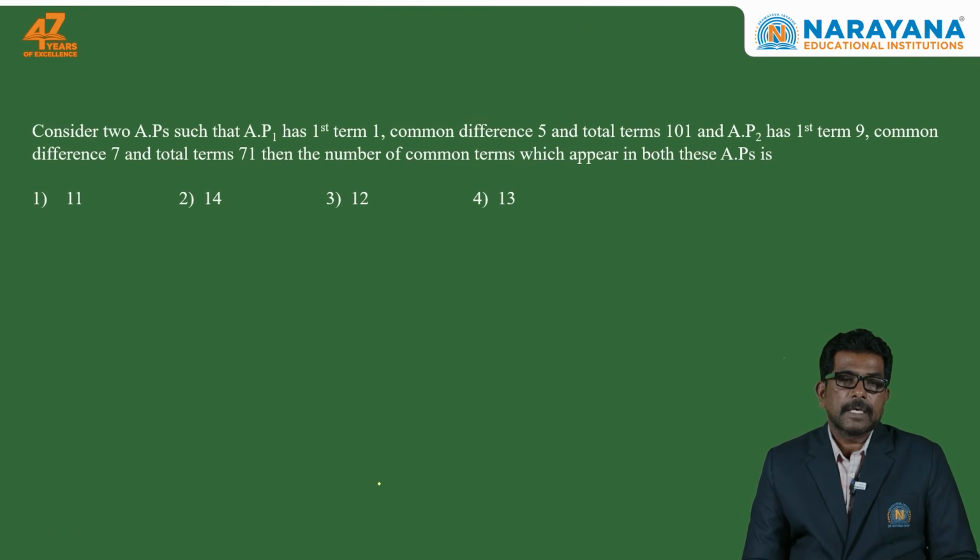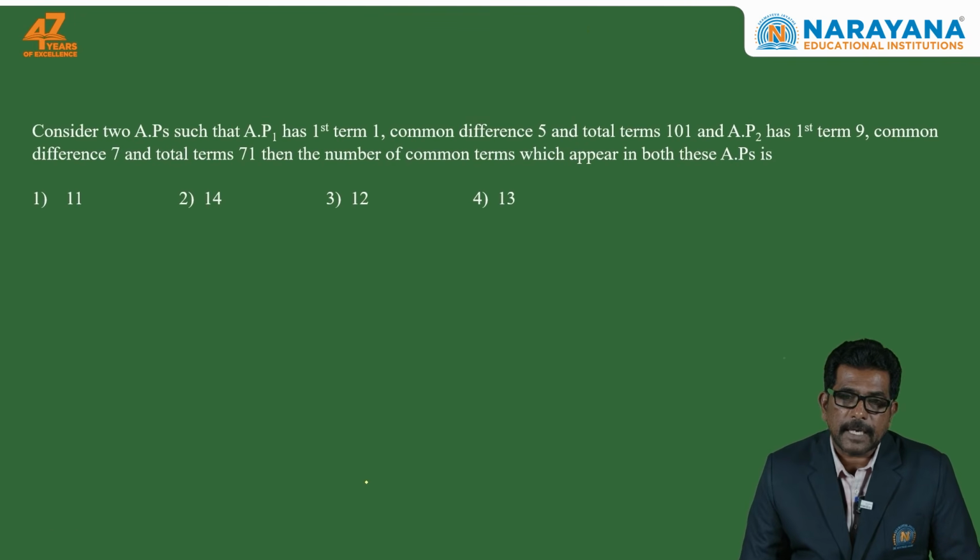Consider two APs such that AP1 has first term 1, common difference 5, and total terms 101. And the second AP has first term 9, common difference 7, and total terms 71. Then they ask for the number of common terms which appear in both these APs. This type of problem was frequently asked in JEE Mains by NTA. So it is a standard model question.